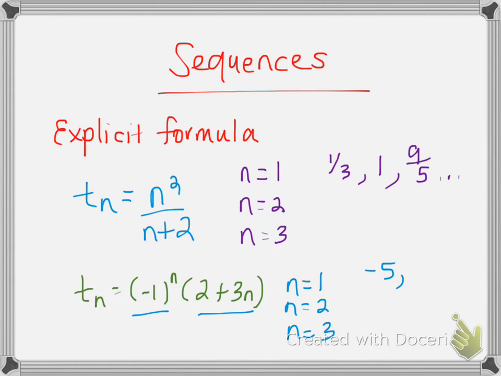Then if I plug in a 2, well, negative 1 squared is 1, so it's going to be positive. And then 2 into the second part would be 2 plus 6, so you get 8. If I plug in 3, negative 1 to the third is negative 1. And then 2 plus 3 times 3, that would be 11. And it's negative. The terms, the 5, 8, 11, come out to be just the normal sequence. And then the negative 1 to the n makes the term alternate. Because negative 1 to the first was negative, that meant the first one was negative, and then it alternates back and forth.